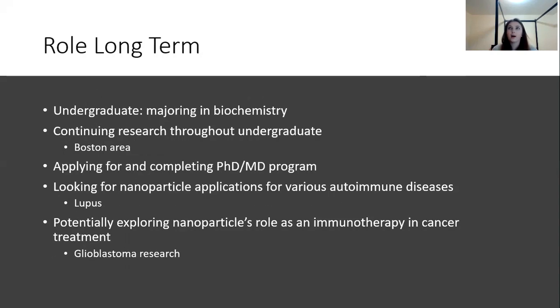So my role long-term: for undergraduate, I plan on majoring in biochemistry and continuing my research throughout my undergraduate degree in the Boston area, and then applying for and completing a PhD MD program, and then looking for nanoparticle applications for various autoimmune diseases. I'm looking more into lupus now, and potentially exploring nanoparticles' role as an immunotherapy in cancer treatment, more specifically glioblastoma research, which is a type of brain tumor, just because the brain is so complex with a barrier. So getting drugs and other things that we need into the brain is very hard. So finding a better way than chemo.